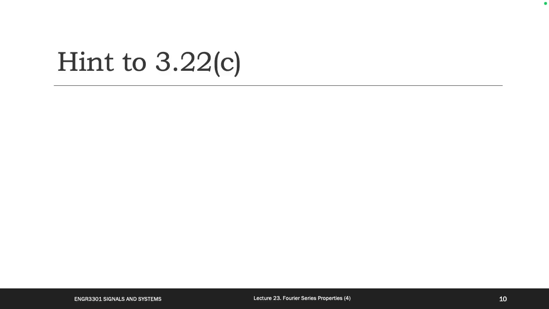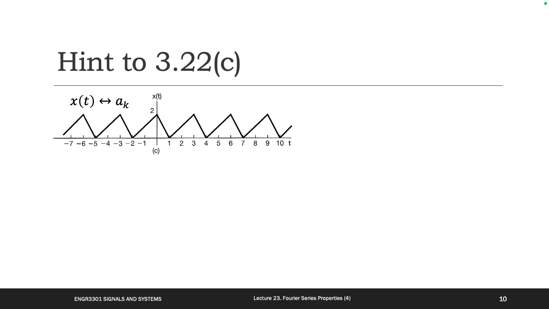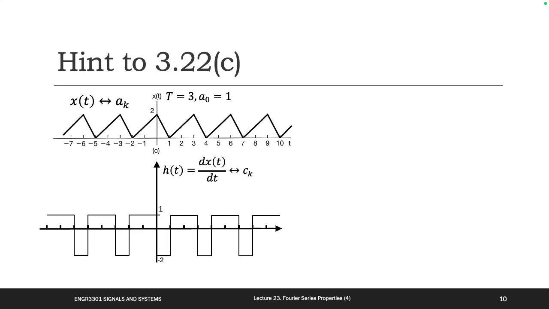Let's try to review the other one. For this one, what's the period? Are you sure? 3, yeah. The A now equals 1, am I right? Just the area. And then you can see, after you take the derivative of this one, you get this one, because this is just like a positive value, and this one is a negative value, because the slope is the same thing. That makes sense to you?